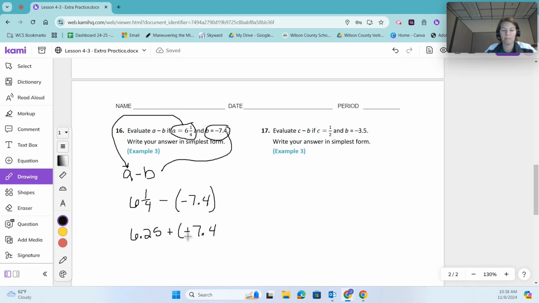I'm going to add the opposite, so that becomes addition. So I'm going to do 6 and 25/100 plus 7 and 4/10. 5 plus 0 is 5. 4 plus 2 is 6. 6 plus 7 is 13. And it is positive because these are both positive. I'll let you try this one on your own. You're just substituting in for those numbers. Again, use parentheses to separate those signs to help you remember to do all of the steps properly.